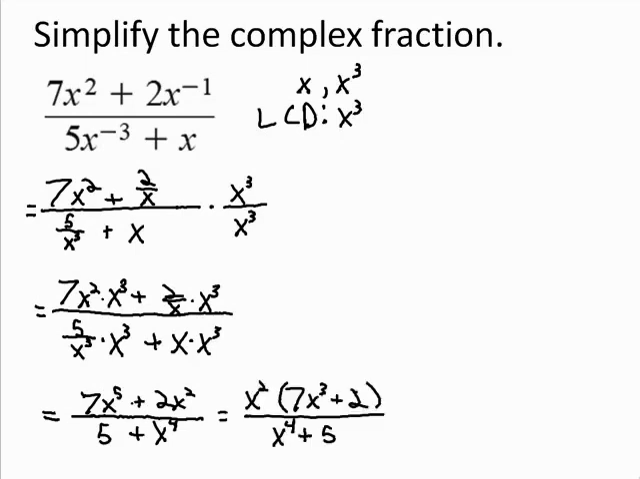This expression has to have the same domain as the original expression. In the original expression, there was an x in the denominator of 2 divided by x and 5 divided by x cubed, so x cannot be equal to 0. The simplified expression is x squared times the quantity 7x cubed plus 2, divided by x to the fourth power plus 5, where x is not equal to 0.